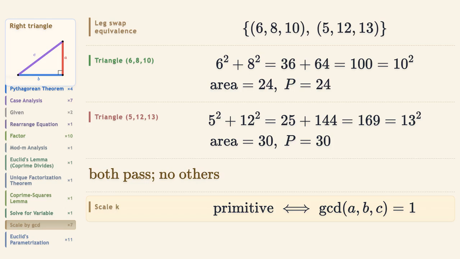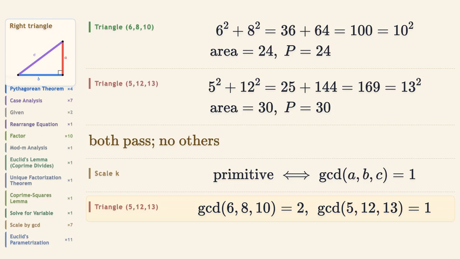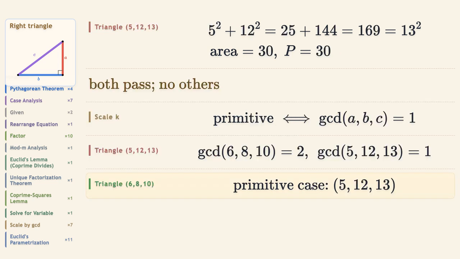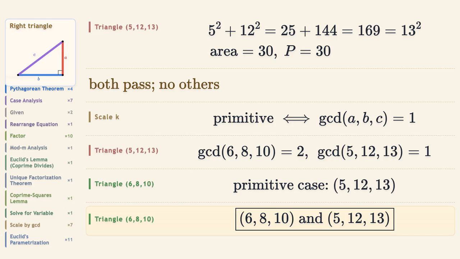A primitive integer right triangle has no common factor among its three sides. 6, 8, 10 has greatest common divisor 2, so it is 2 times (3, 4, 5). 5, 12, 13 has greatest common divisor 1, so it is primitive. Under the primitive restriction, only 5, 12, 13 survives. The question asks for all integer solutions. The complete answer is 6, 8, 10, and 5, 12, 13, up to leg swap.